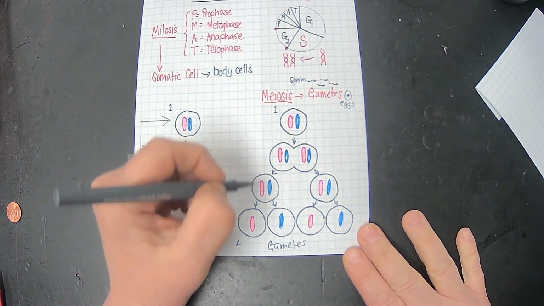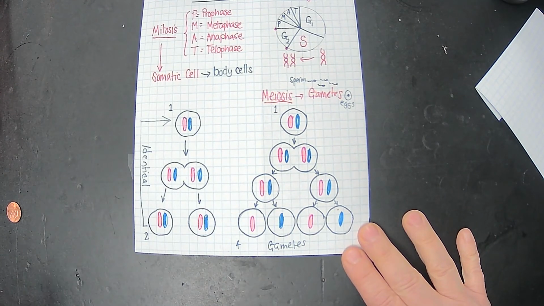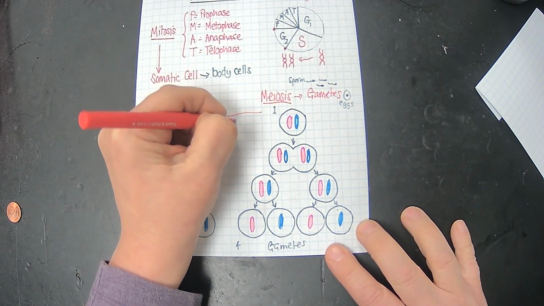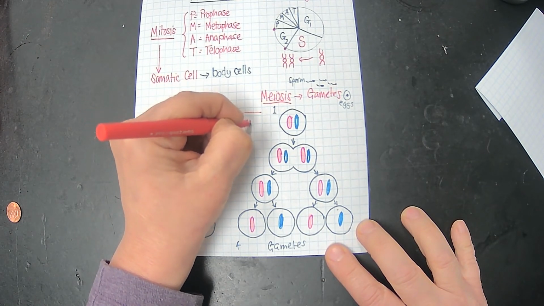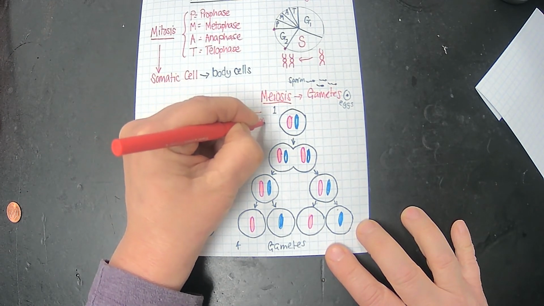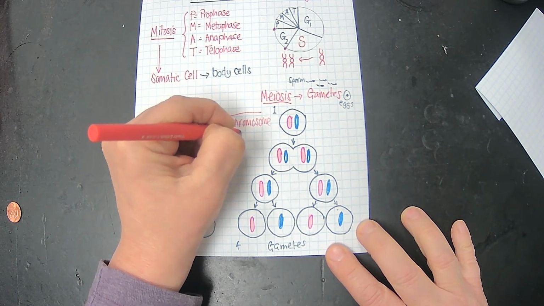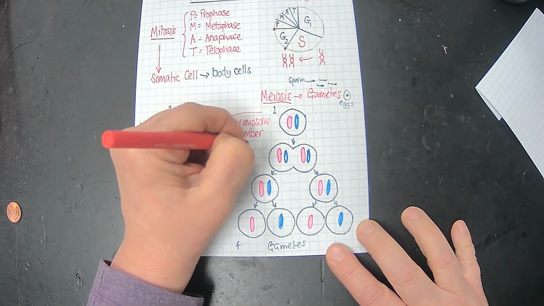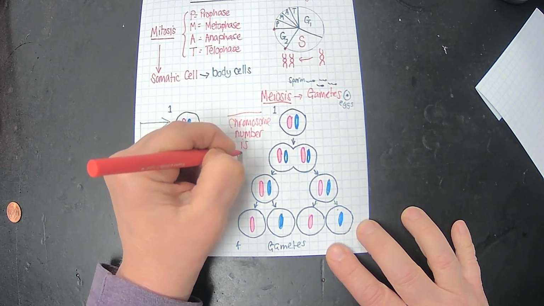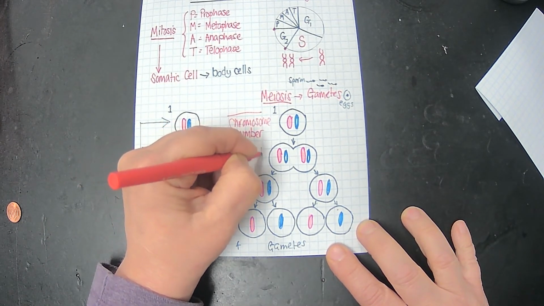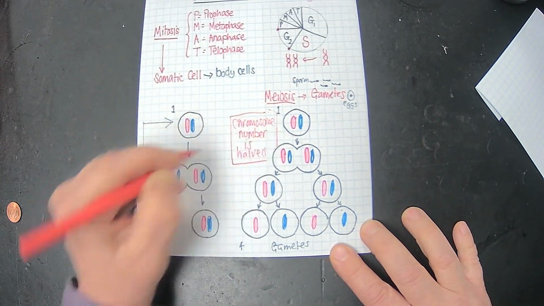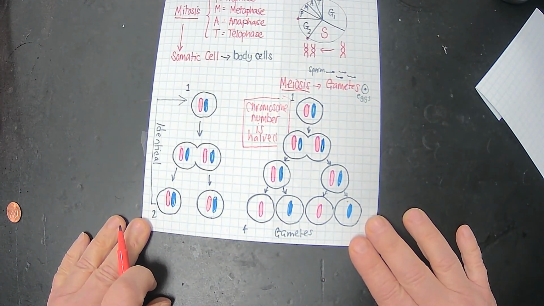So you'll notice here, let me write this in red, right? Chromosome number is halved. Okay, the chromosome number is halved in meiosis.